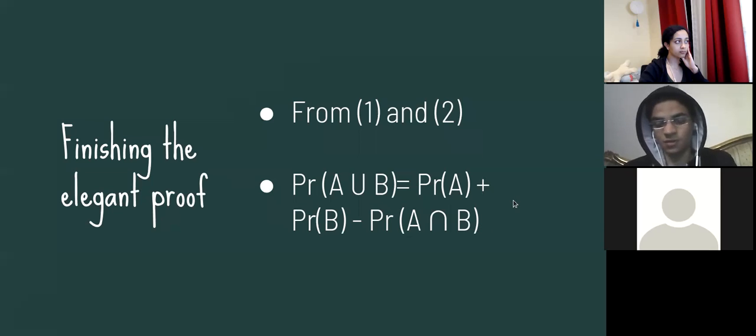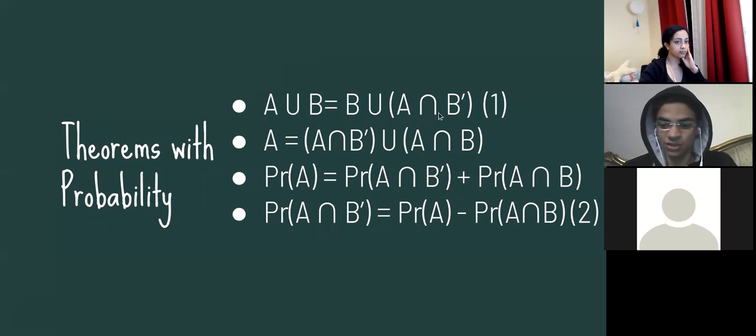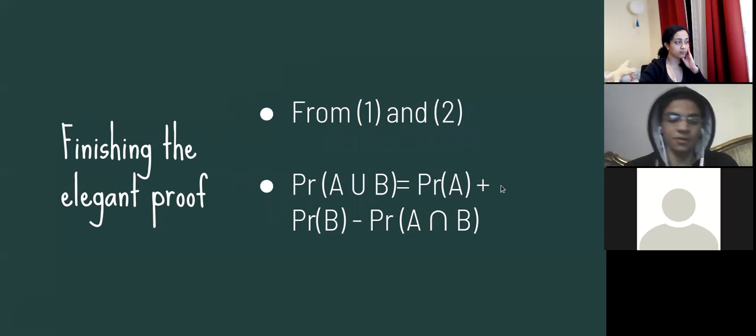Again, this is just the probability of B and the probability of A intersection B dash. But I have that the probability of A intersection B dash is the probability of A minus the probability of A intersection B. So I'm just substituting what I found into the first equation. And this just gives me the conclusion that I need.